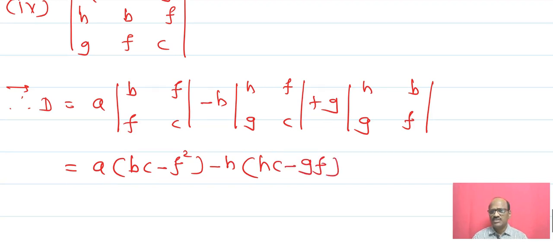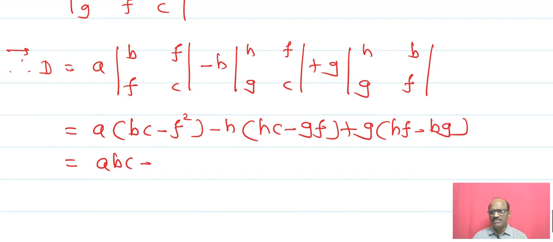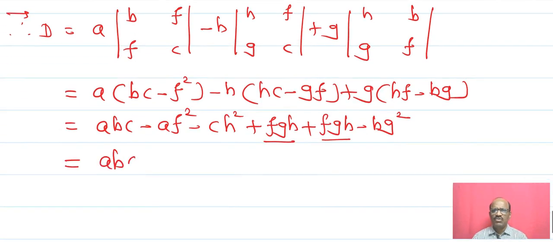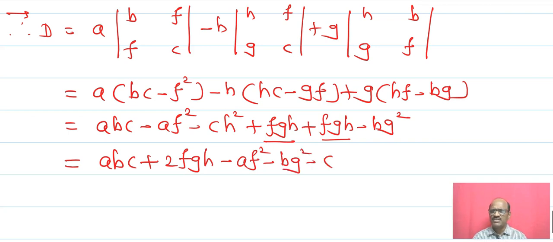हे टेस्ट तुम्हाला लक्षात ठेवायचे, हे तुम्हाला 12th स्टँडर्ड ला येणार आहे. That is A in bracket BC minus F squared, minus H in bracket HC minus GF, plus G in bracket HF minus BG. That's what you are getting: ABC minus AF squared minus CH squared plus FGH minus BG squared. Therefore, overall you are getting ABC plus 2FGH minus AF squared minus BG squared minus CH squared. You have to remember it in this manner: ABC plus 2FGH.